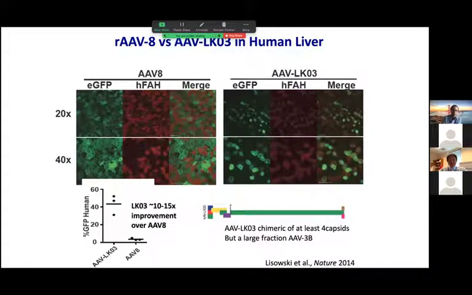And when we tested its ability to transduce the human hepatocytes in the humanized mouse model, we found that LK03 transduced about 10 to 15 times better than AAV8. And I'll point out that one of the interesting findings was that LK03 itself, and then subsequently some other capsids that we've isolated in subsequent screens, don't work well in mice, and they appear to be primate specific.